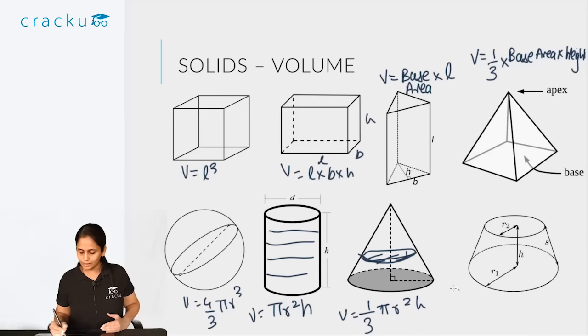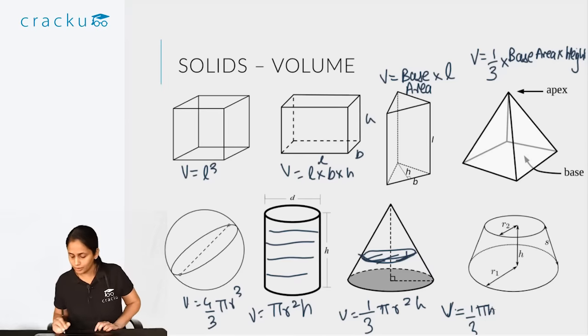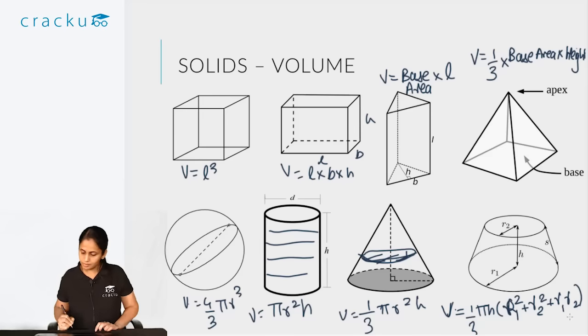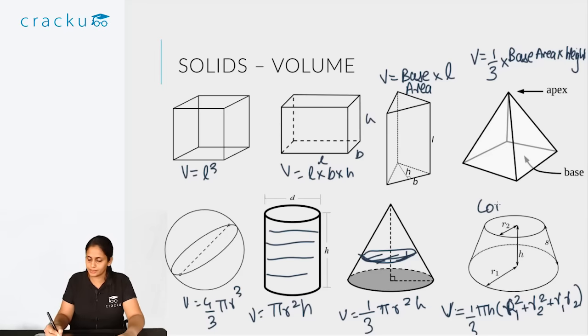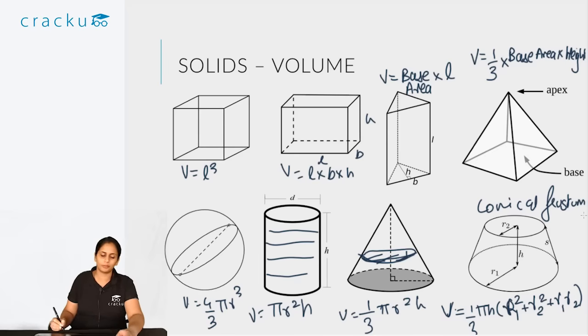Frustum, I generally say volume of the uncut part minus the volume of the cut part. Or you can remember the shorthand in case you want to save time, that is 1/3 into pi into h. Here h is the height of the frustum, not the height of the entire cone. Just 1/3 into pi into h into r1 square plus r2 square plus r1 r2. So this is the volume of the frustum. This is a conical frustum, as I said. Generally when they give frustum, they ask about conical frustum only, not pyramidical frustum. So these are the basics of solids.